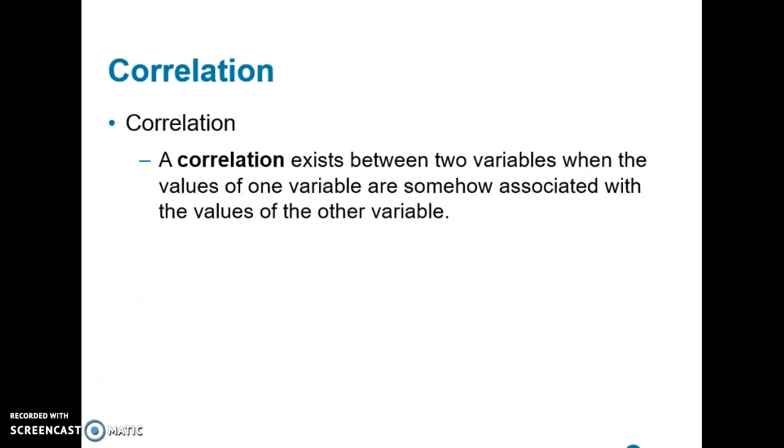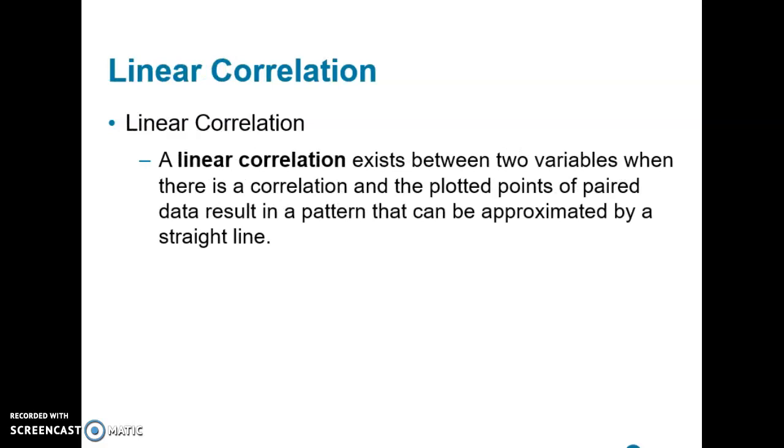The first concept we'll discuss is correlation. Correlation exists between two variables when the value of one variable is somehow associated with the value of the other variable, and we're specifically looking for a linear relationship between the variables. Linear correlation exists between two variables when there's a correlation and the plotted points of a paired data set result in a pattern that can be approximated by a straight line. And now let's look at some examples.